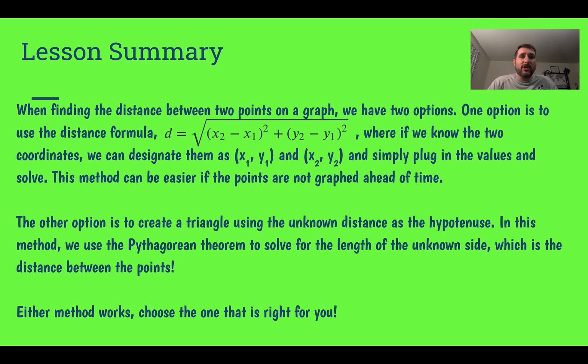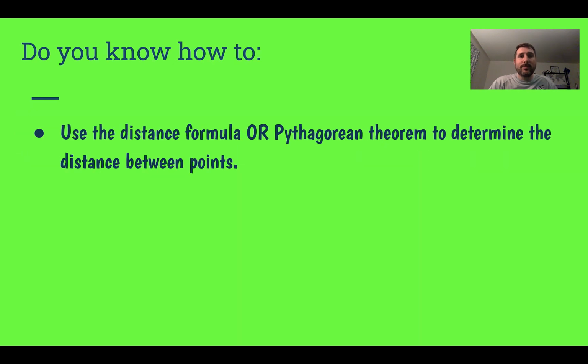Either method is going to work and it's going to come up with the same answer, so choose the one you're the most comfortable with and the one that works better in the situation. So after this lesson, do you now know how to use either the distance formula or the Pythagorean theorem to determine the distance between points? As long as you know how to use one of those, you are good.